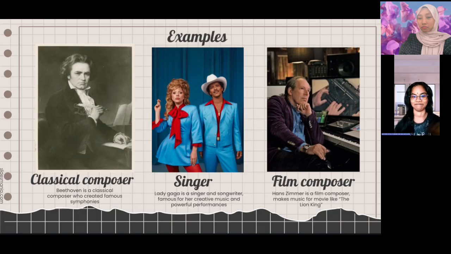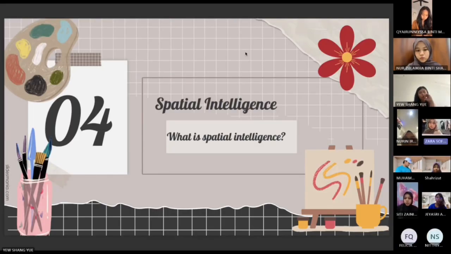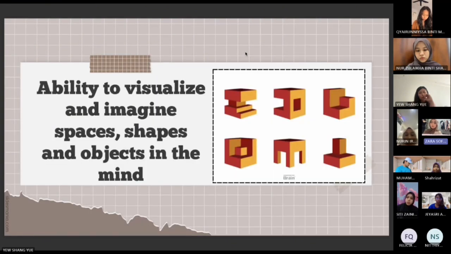Next slide, please. So I'm going to talk about spatial intelligence. Spatial intelligence basically means that you're good at seeing things, to visualize and imagine spaces, shapes, and objects in the mind. Basically, spatial intelligence is a skill that helps you to imagine how things fit together in space.